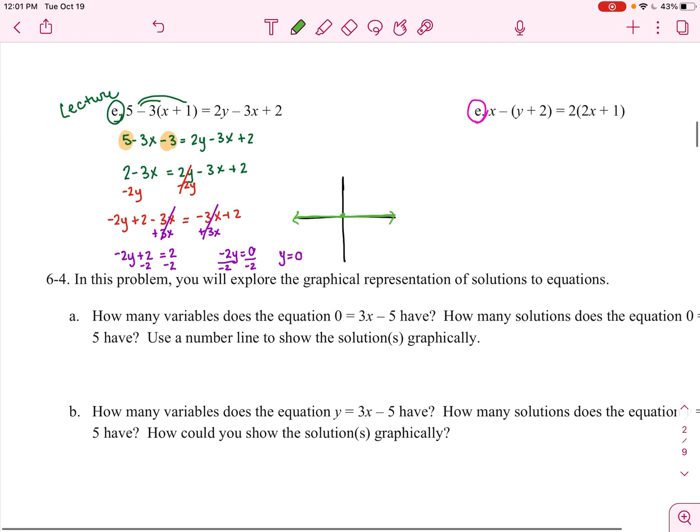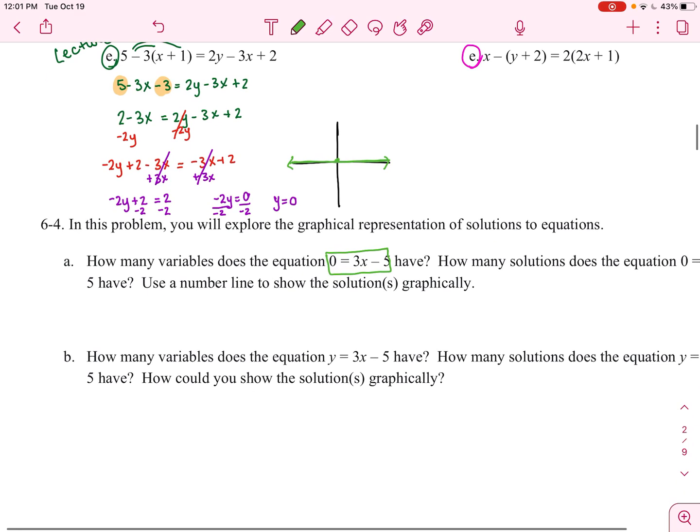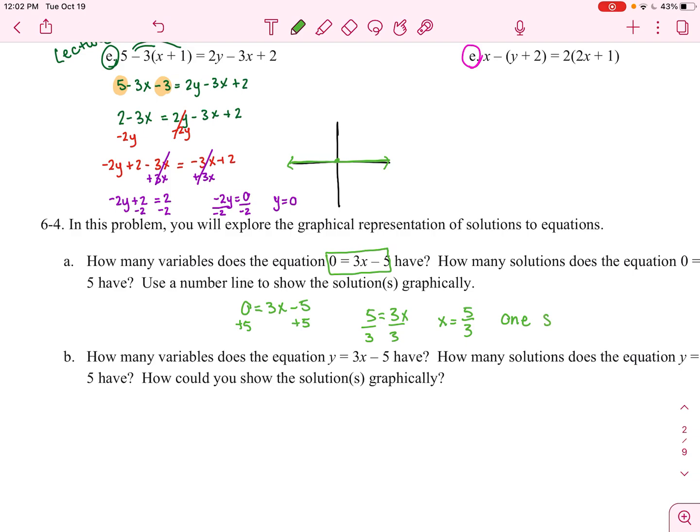6-4. It says, how many solutions does this equation have? Well, it's set equal to 0. You can just solve it. I might first add 5 on both sides. So we get 5 equals 3x. Divide by 3, divide by 3. X equals 5 over 3. There is one solution.